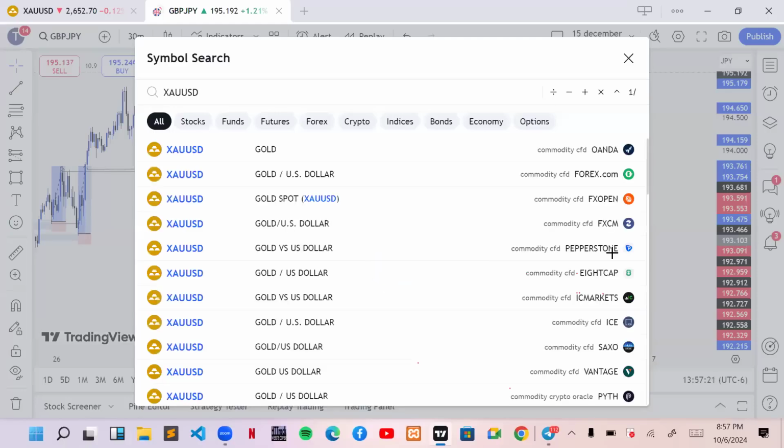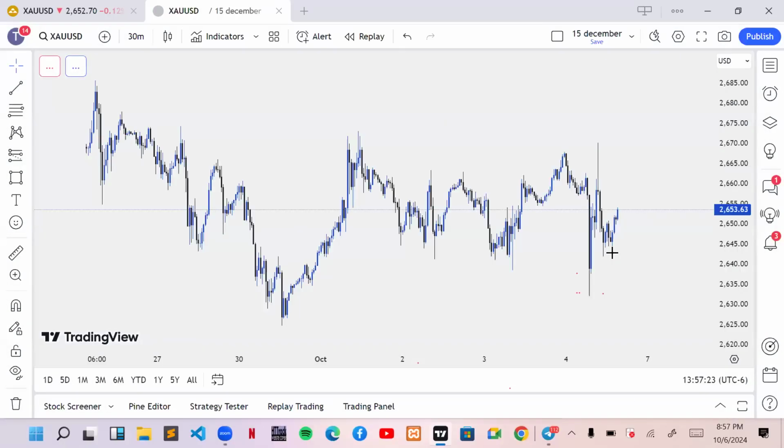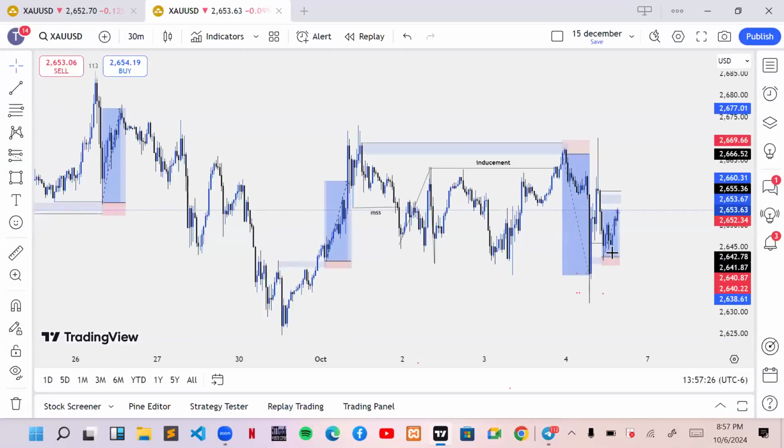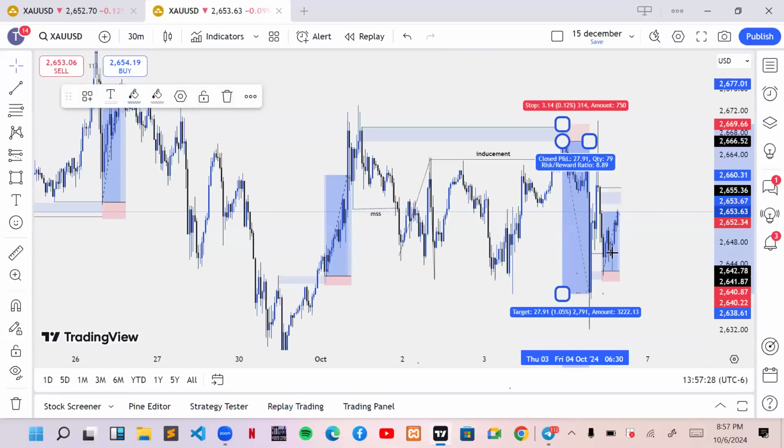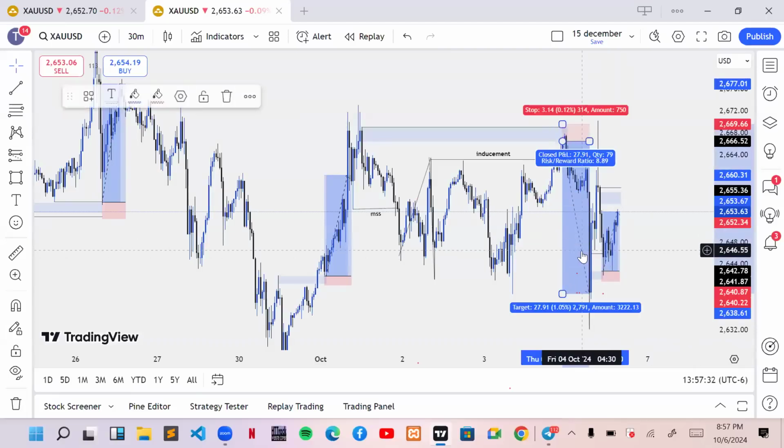Now this gold trade, for example, if you're risking $100, you would have made around... no, sorry, mistake. If you're risking $100, you would have made around $800. If you're risking $200, you would have made around $1,600. High risk to reward ratio, precise entries. That is the beautiful thing about this particular strategy.